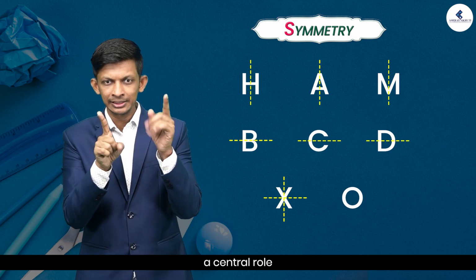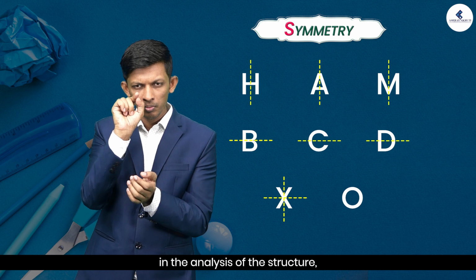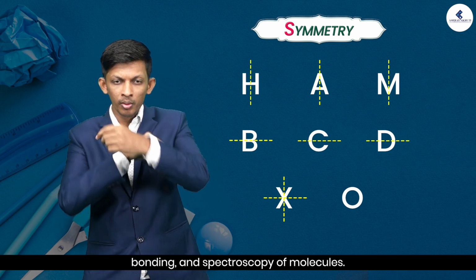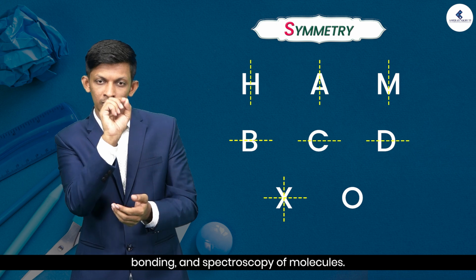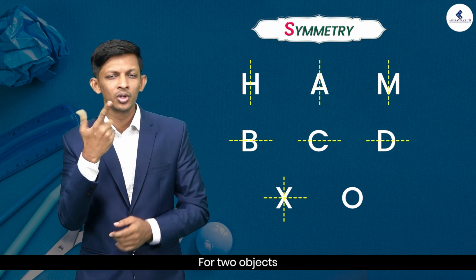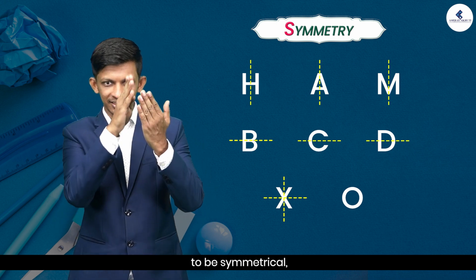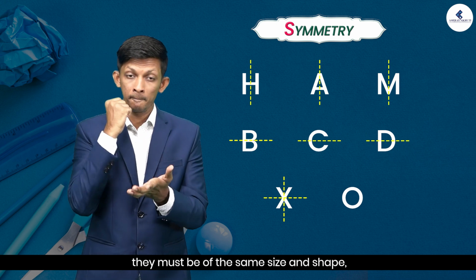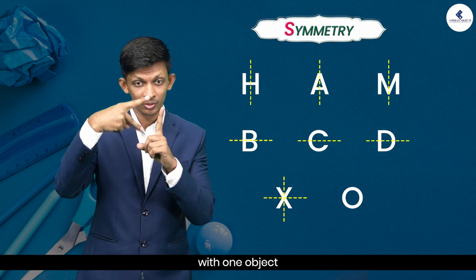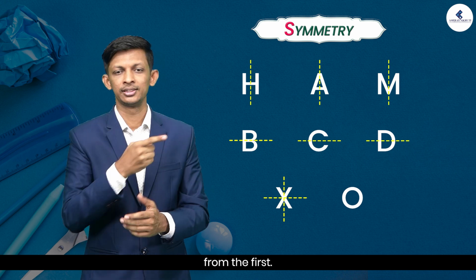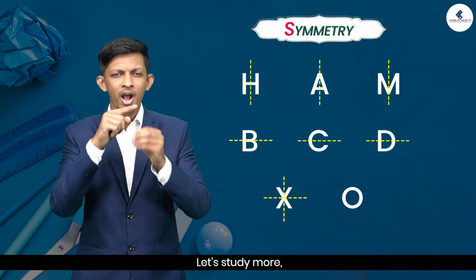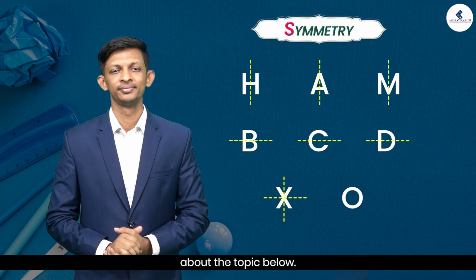Symmetry plays a central role in the analysis of the structure, bonding and spectroscopy of molecules. For two objects to be symmetrical, they must be of the same size and shape, with one object having a different orientation from the first. Let's study more about the topic below.